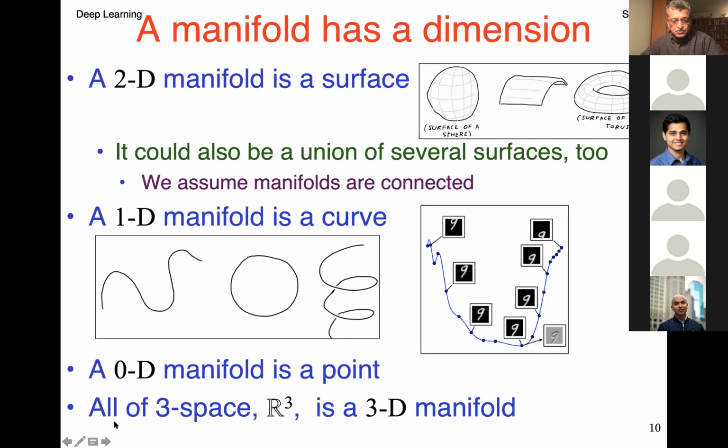All right. So all of 3-space, R3, is a 3D manifold, right? We said that all of that space is itself a manifold, all right? So R3 itself is a 3D manifold. So these are two-dimensional manifolds. So a manifold has a dimension, we say. So the dimensionality of the manifold.